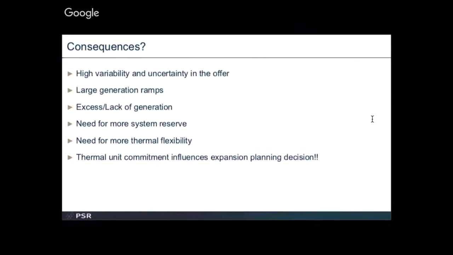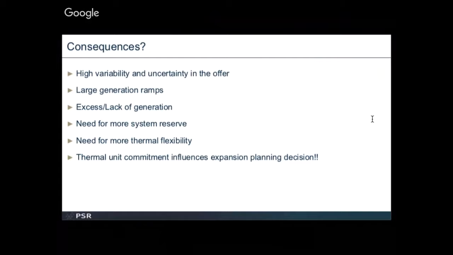And so what are the consequences? The consequences are a high variability and uncertainty in the offer. Now thermal plants need to make large generation ramps. We have some hours of excess and lack of generation because, I mean, the winds can stop. So even if you have 10 gigawatts of installed capacity of renewable plants in the system, they may not generate. They may generate nothing during some hours.